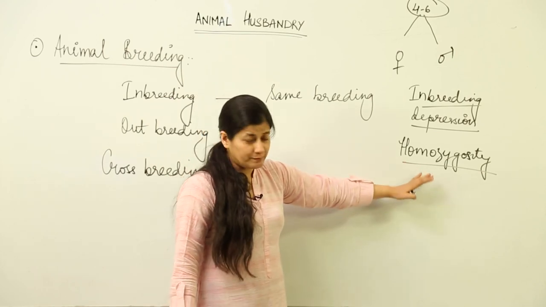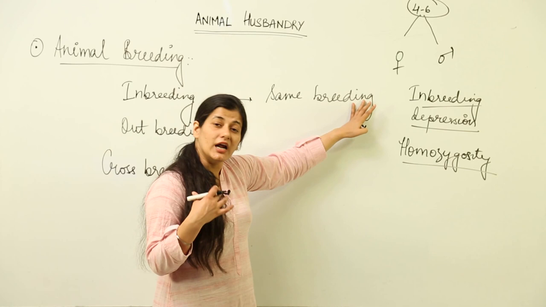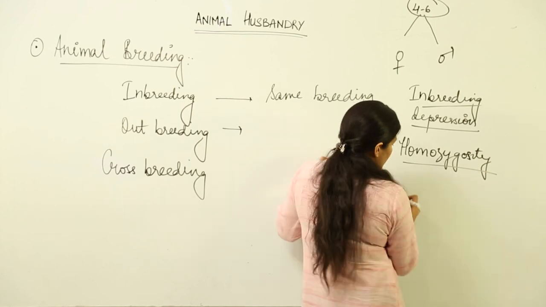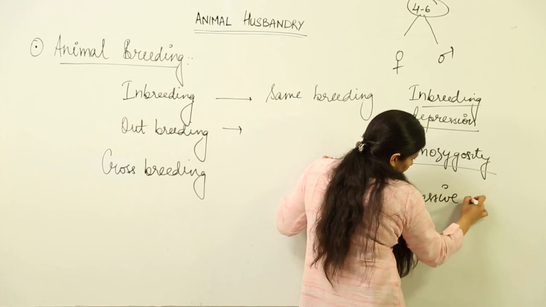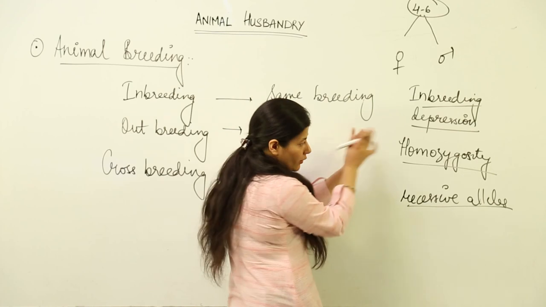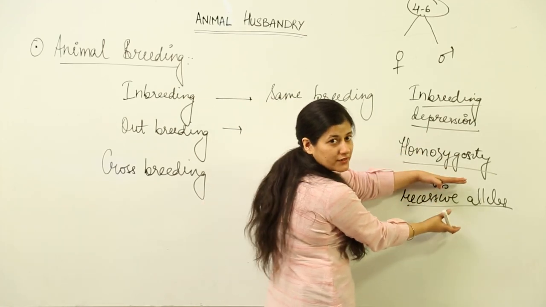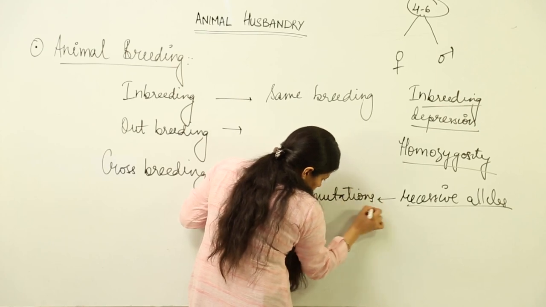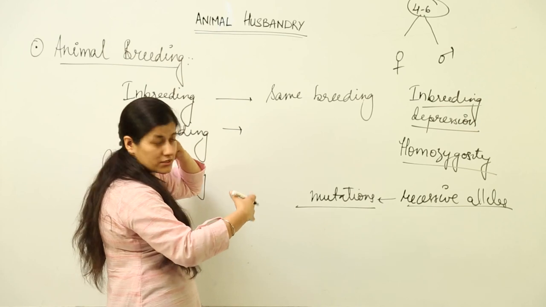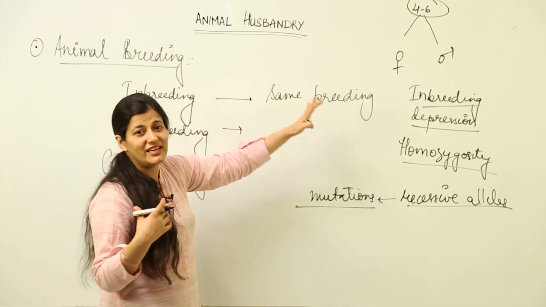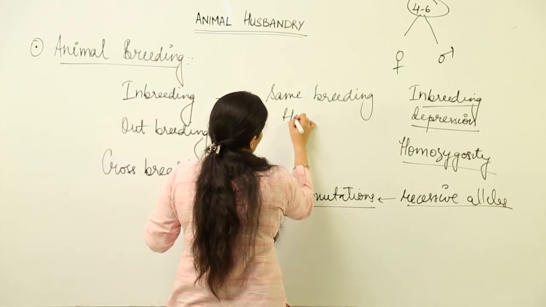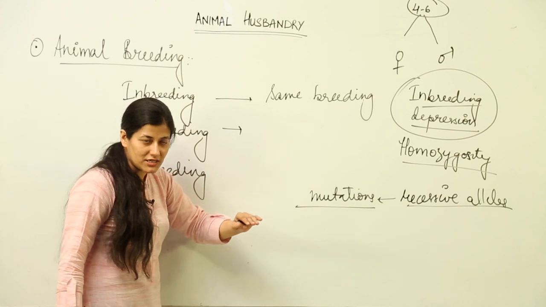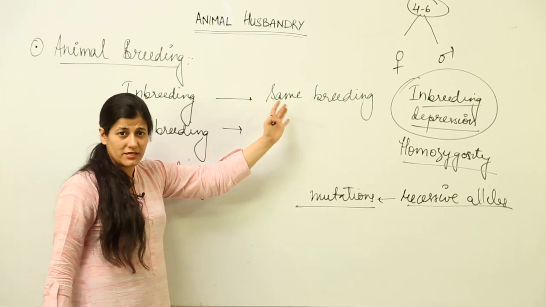When homozygosity comes because of continuous inbreeding, there are many chances that the recessive diseases or problems that are otherwise hidden come into the scenario. The recessive alleles could express themselves when more and more homozygosity comes. And you know, mutations are usually recessive, so whichever mutations were hidden could also show over time. And that would lead to inbreeding depression. Inbreeding depression is the decline in good characteristics because of homozygosity arising when animals are bred within the same breed.